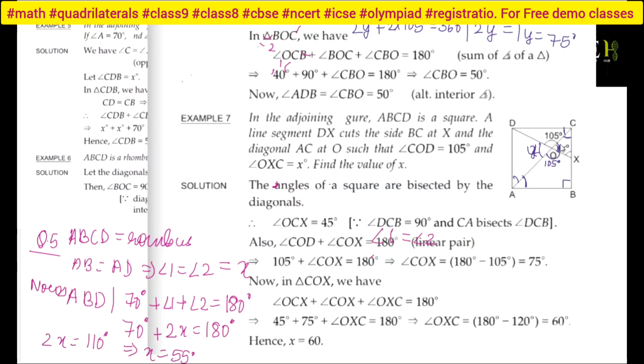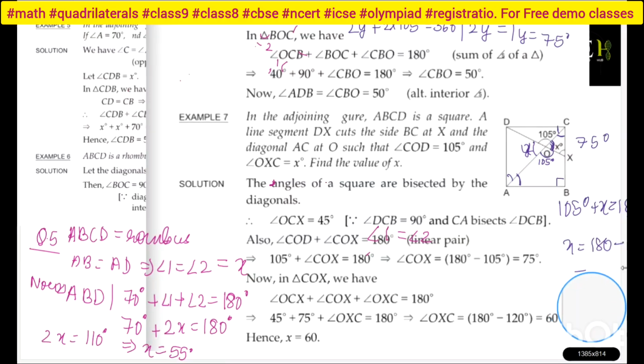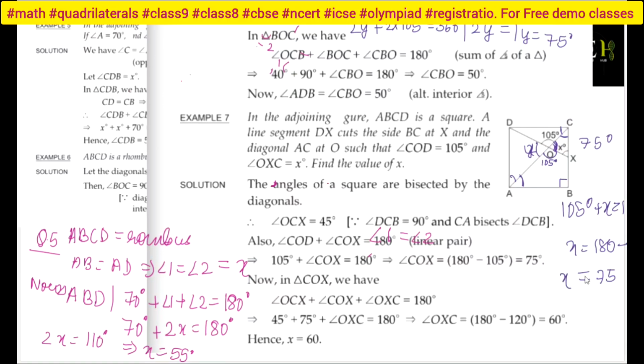Now see, this angle is 75. Yes, absolutely, this x plus 105 is also a linear pair, so I can do this one also. 105 plus x is equal to 180 degrees, so x is equal to 180 minus 105. Tell me the value. 75 degrees. That is also very good.